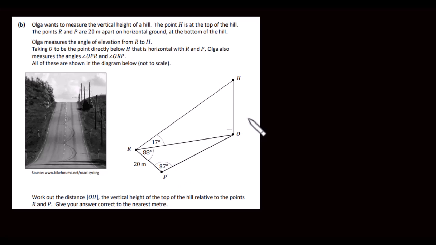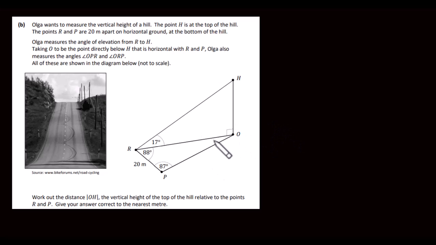Work out the distance OH, so you've got to work out this distance here, the vertical height of the top of the hill relative to the points O and P. Give your answer correct to the nearest meter. Okay, so what we're going to have to do here first is work out this distance here, the distance from O to O. We can work it out using the sine rule. We have two angles here. We need to work out this angle, but that's easy enough. Then we have one side, so that's perfect. We can use the sine rule, we can find this, and then we're going to use tan 17 to work out OH. So let's do all of that.